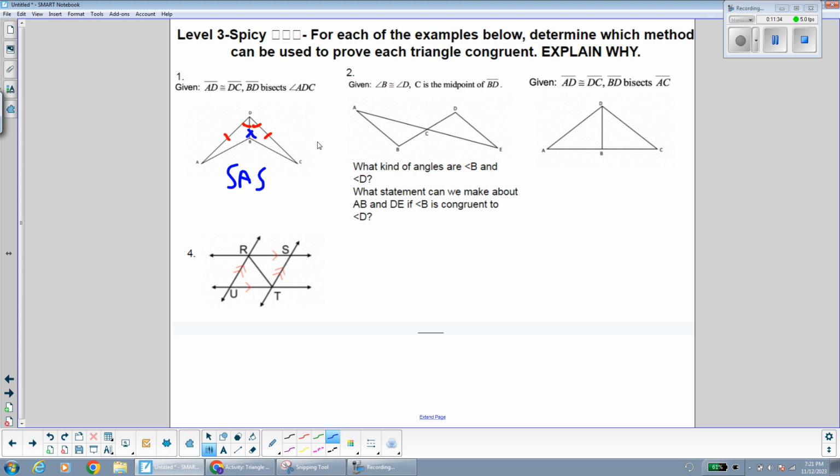Over here in number 2, we have angle B congruent to angle D. We have these alternate interior angles that are congruent. So since we have congruent alternate interior angles, if we wanted to, we could say that these lines are parallel. I don't think we're going to need it here, but just keep in mind, congruent alternate interior angles means that lines are parallel. Okay, we know that C is the midpoint of BD.